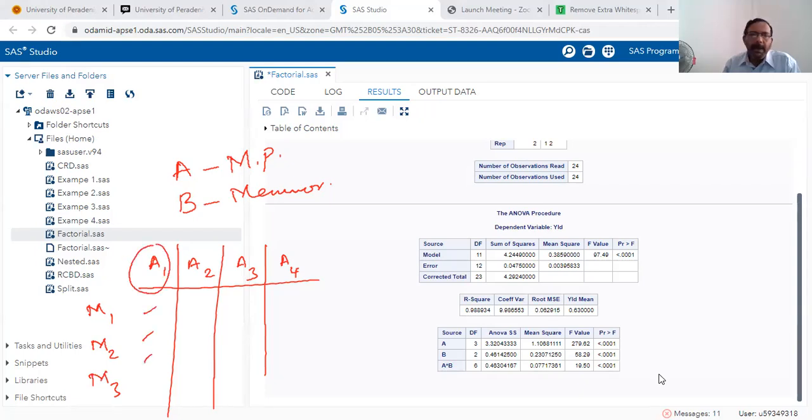Under the first level of program, which memory is better? Under the second level of program, which memory is better? Under the third level of programming, which memory is better? Under the fourth level of programming, which memory is better? For each programming, which memory is better? So we are going to look at that.